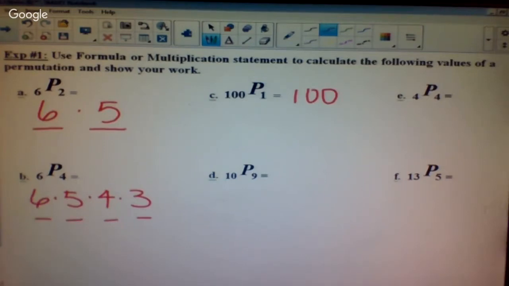I'm not looking for the answer. I want the multiplication statement. It's not 10 to the power of 9. It's 10 times 9 times 8 times 7 times 6 times 5 times 4 times 3 times 2. Right, stop at 2. The whole way to 2. Good. Okay. The whole way to 2.